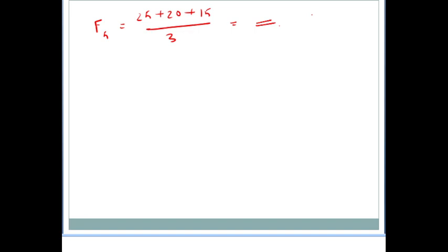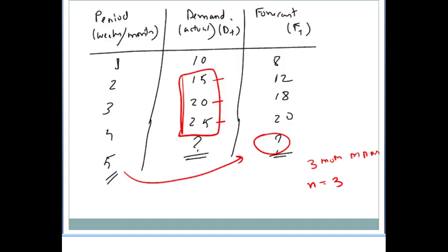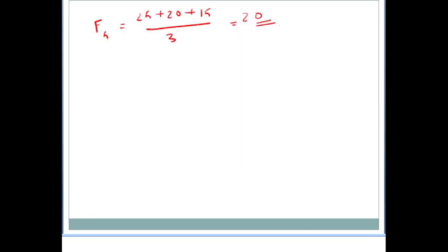Okay, the answer is coming to be 20, let's say. These forecasts are actually made by me, so this might not be accurate. So here the fifth forecast is coming to be 20.